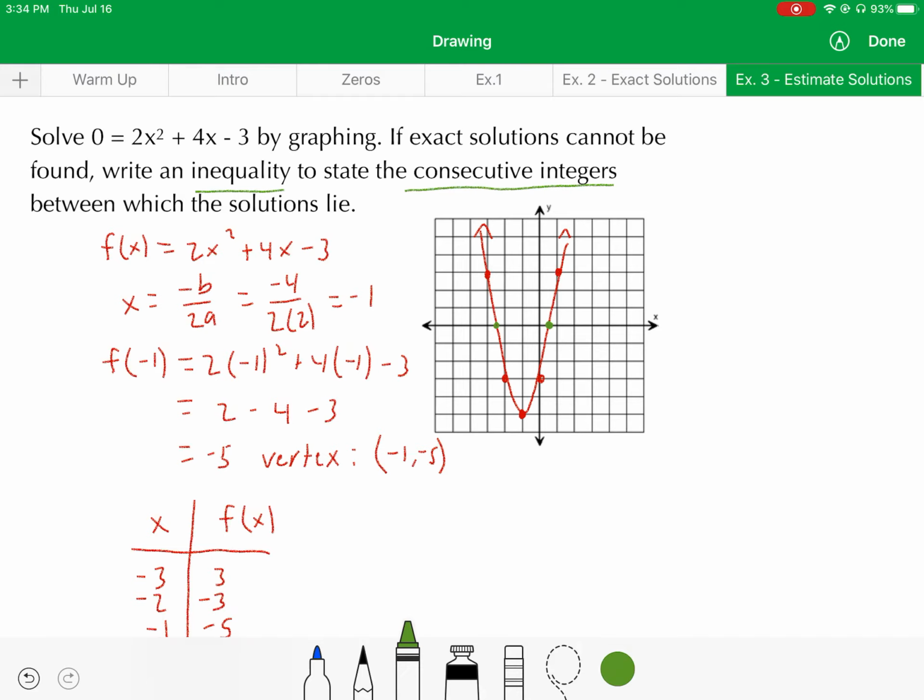So the root that's on the left is between the x values of negative 3 and negative 2. And the root that's on the right is between 0 and 1. And there you have it. All right, we're going to stop here. That's all for this video.